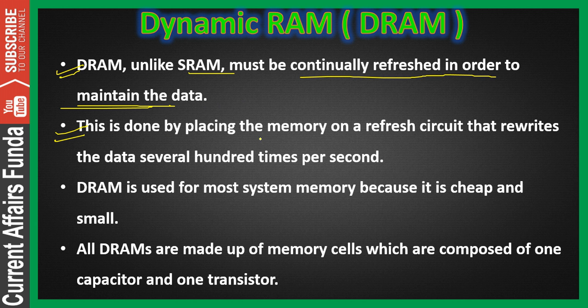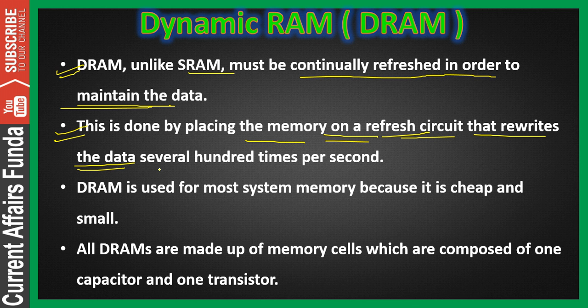This is done by placing the memory on a refresh circuit. There is an additional circuit used, called a refresh circuit, that rewrites the data several times. Whatever data we already stored will be rewritten again and again, because in a nanosecond of time the data stored in the DRAM gets lost. So to maintain it, the refreshment mechanism is used to write the data again and again, so the data will be stored there always until your power goes down.